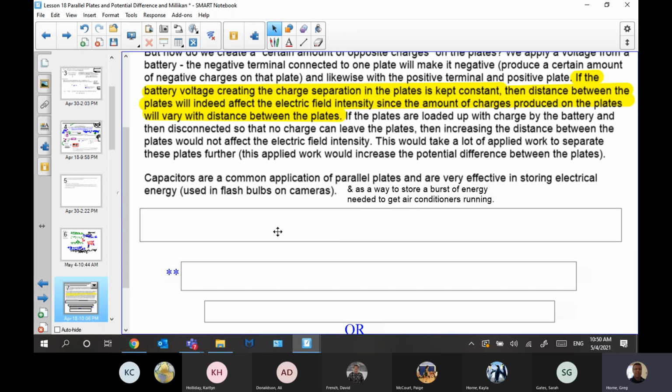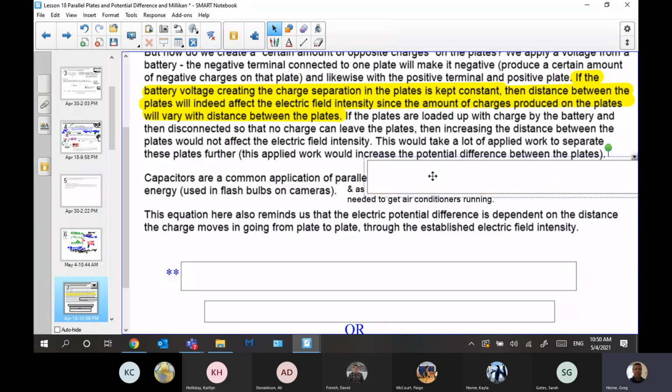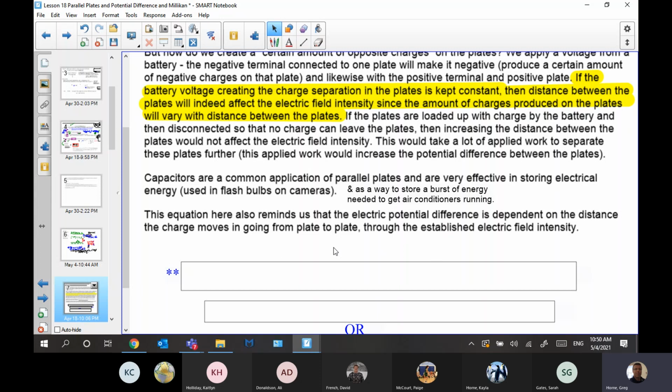So if your air conditioner just stops working this summer, there's a really good chance it just needs a new capacitor. I've had that happen. Two summers ago, I think our air conditioner stopped working and just needed a new capacitor. That was all it was.